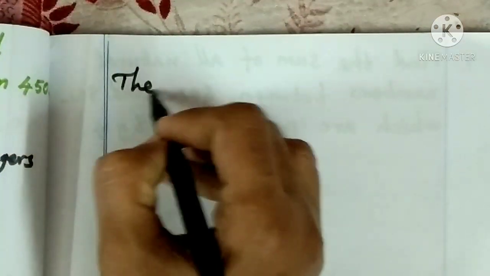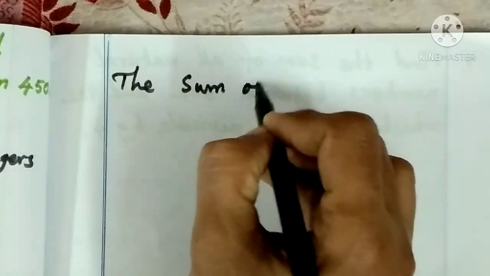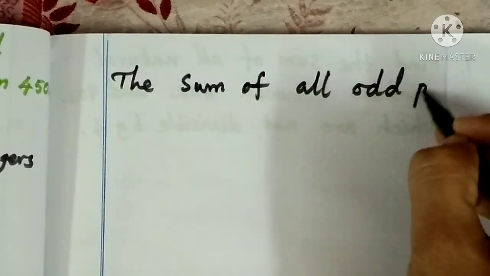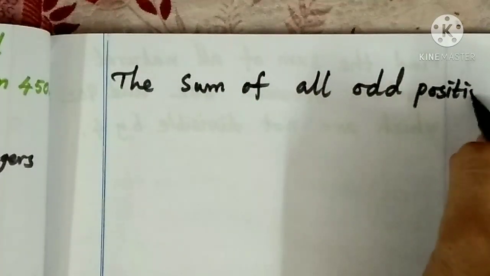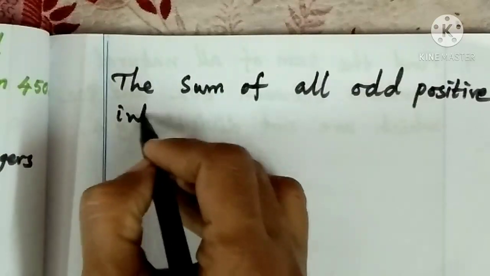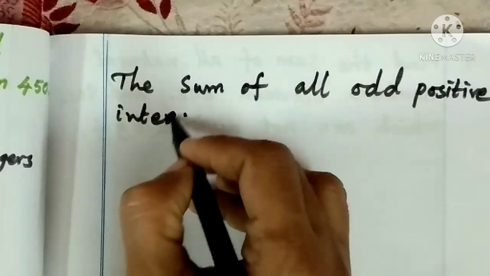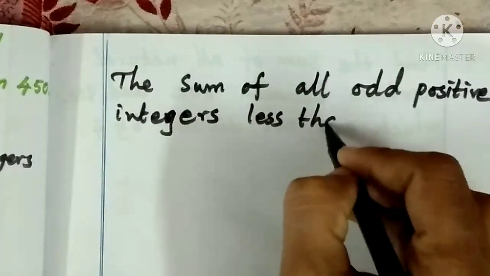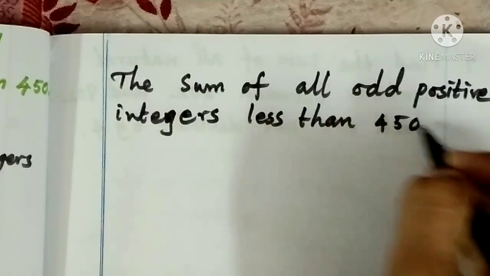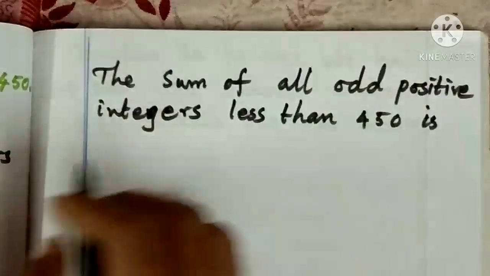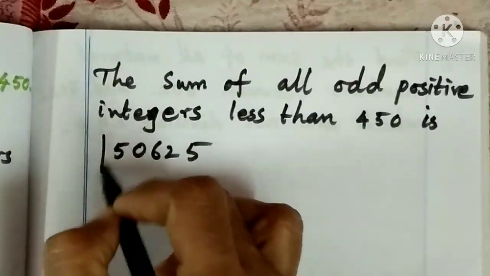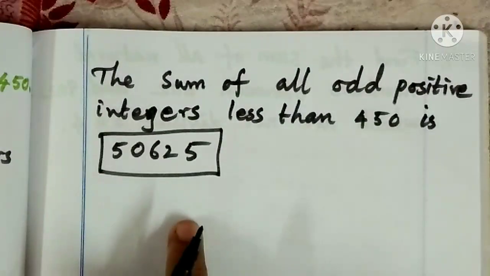50,625. Hence, the answer is the sum of all odd positive integers less than 450 is 50,625. This is the answer for this question.